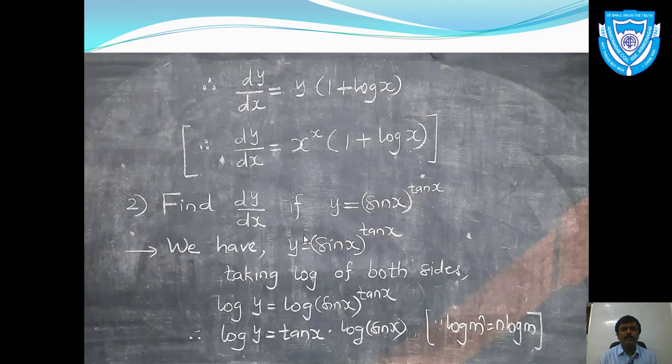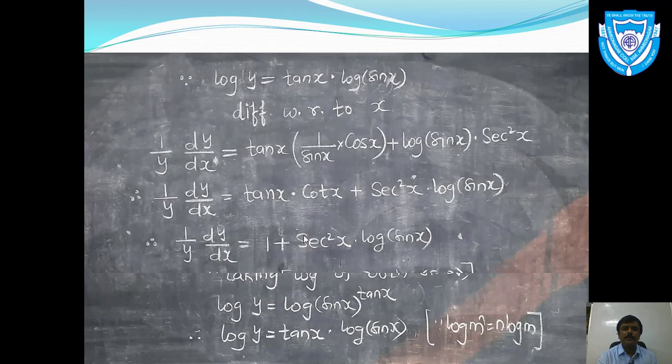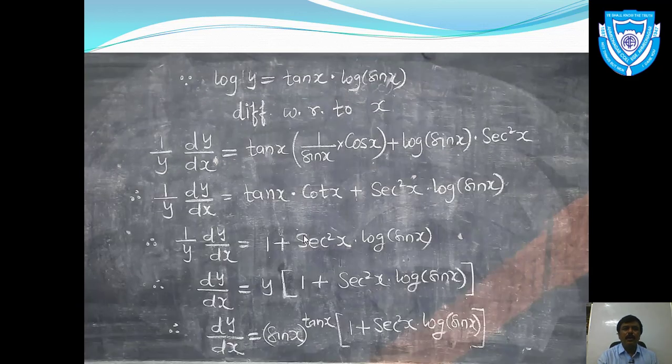Now we have simplified the function, we cannot simplify it more, so let us start finding its derivative. Now log y is equal to tan x into log of sin x. It means that at the right hand side you can see that there is a product of two different functions. The first function is tan x and the second function is log of sin x. So of course we'll have to use the product rule to find the derivative of the right hand side.